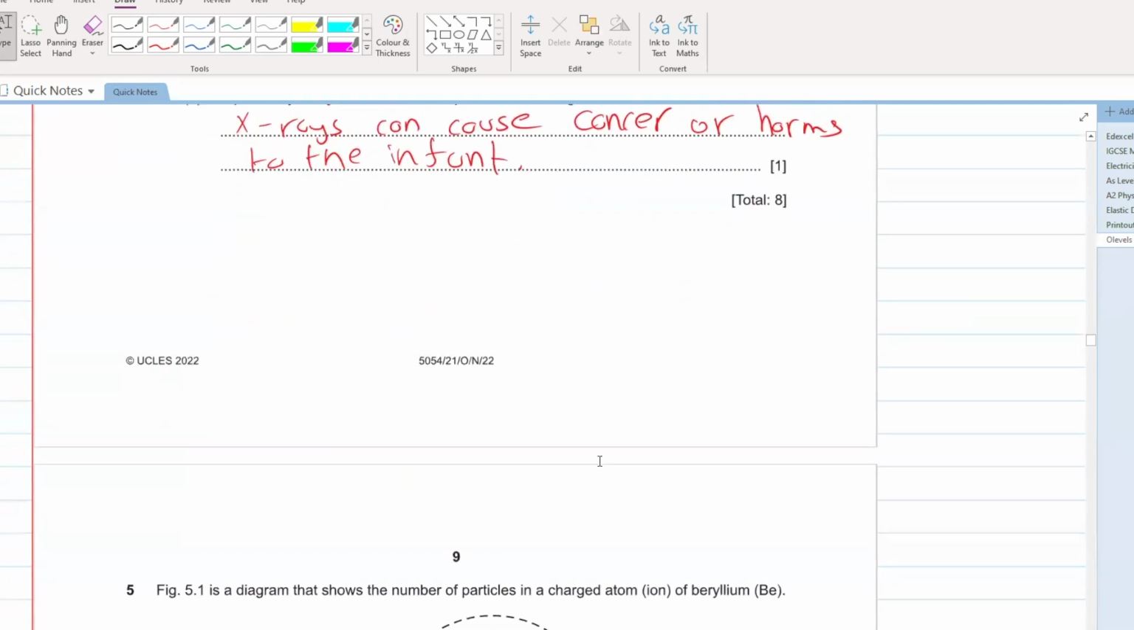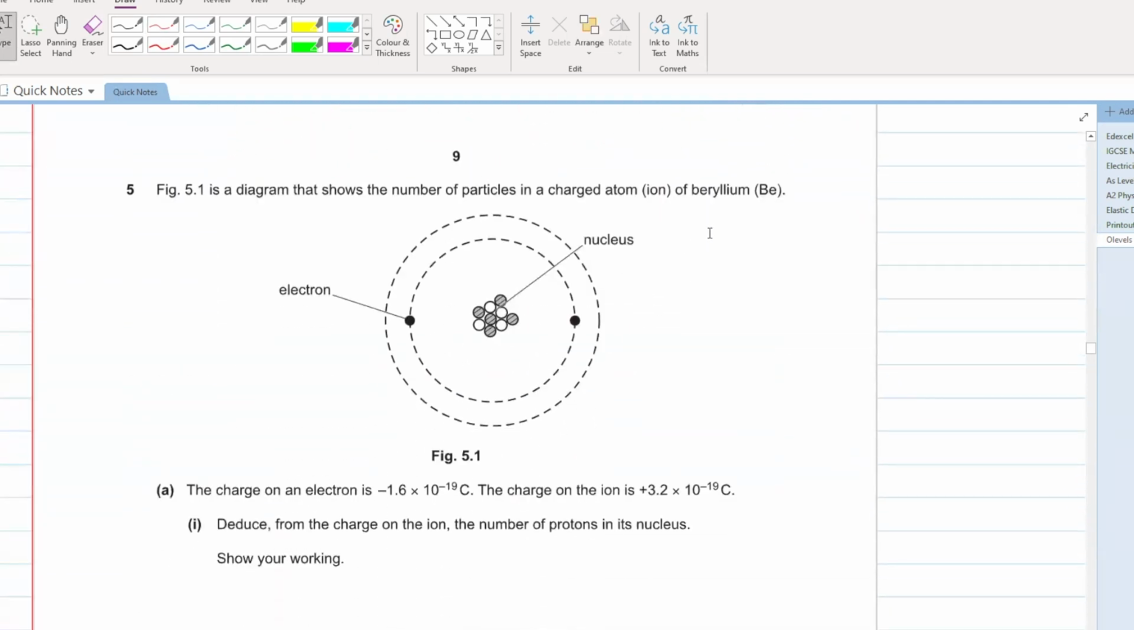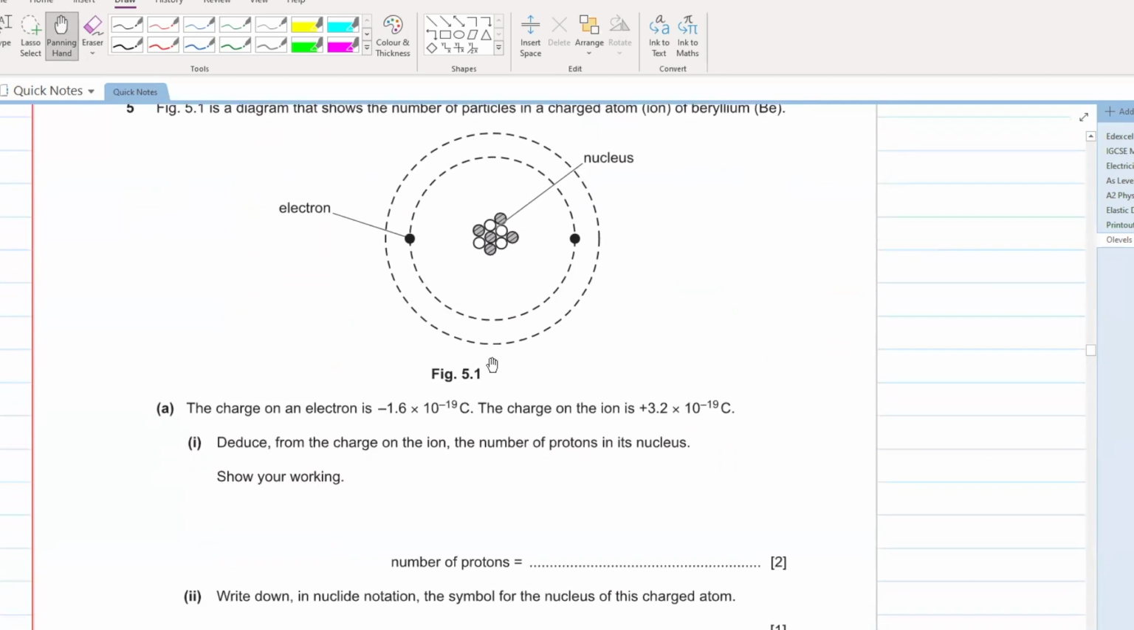Let's further move ahead. Let's see this figure 5.1. It is a diagram that shows the number of particles in a charged ion of beryllium. Now let's move ahead. The charge of an electron is negative 1.6 into 10 raised to the power of minus 19 coulomb. The charge on the ion is 3.2 into 10 raised to the power of minus 19 coulomb.